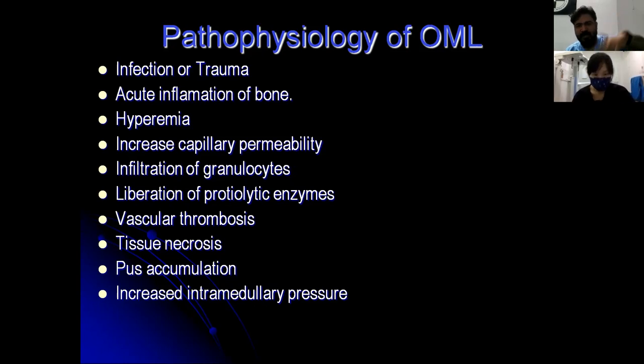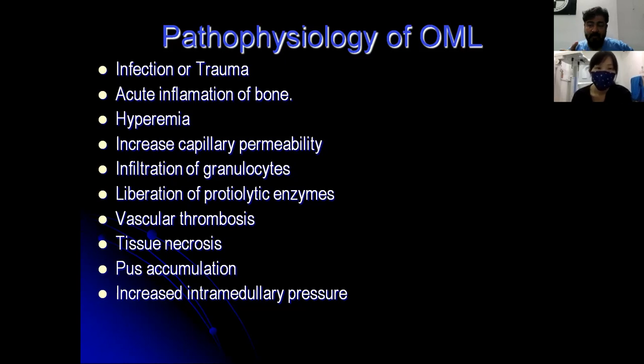So this is a very beautiful cascade. Liberation of proteolytic enzymes, and it will go for vascular thrombosis. Then when vascular thrombosis is there, deficiency in the blood supply, it will go for tissue necrosis. After that, since blood contains all the white blood cells for fighting infection, there is no blood, no white cells. What will happen? Infection will rise and pus accumulation will start.